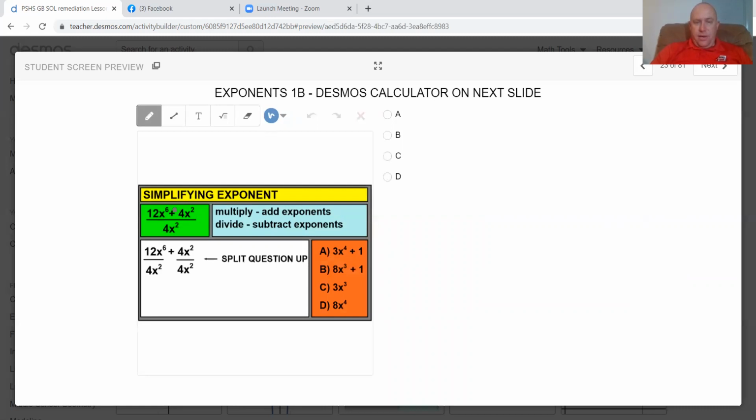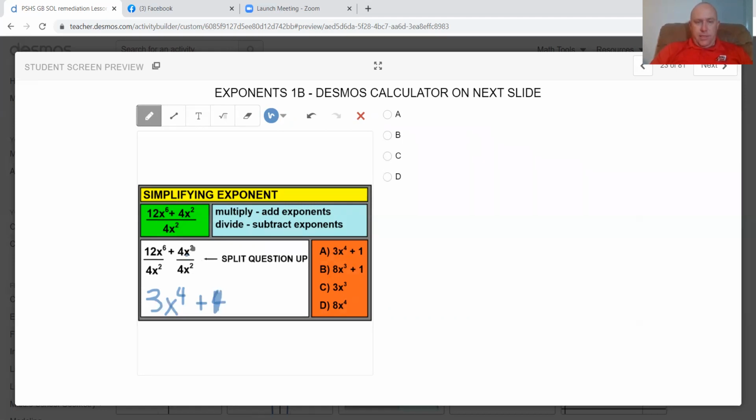Now, questions with divide, you just split it up into 2 questions. So you take the first term divided by the denominator and the second term divided by the denominator. Numbers first, so 12 divided by 4 is 3. And then we subtract the exponents for division. So 6 take away 2 would give me 4. For the numbers, 4 divided by 4 is 1.